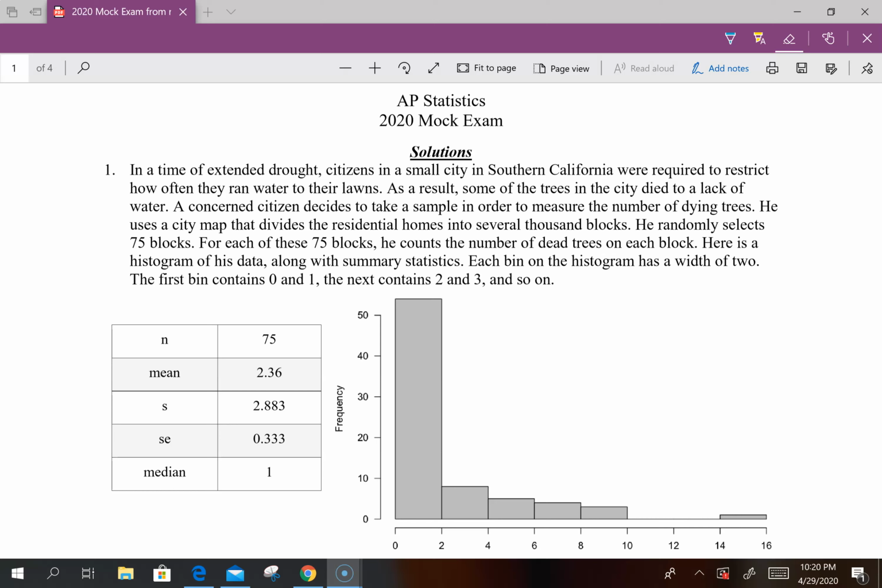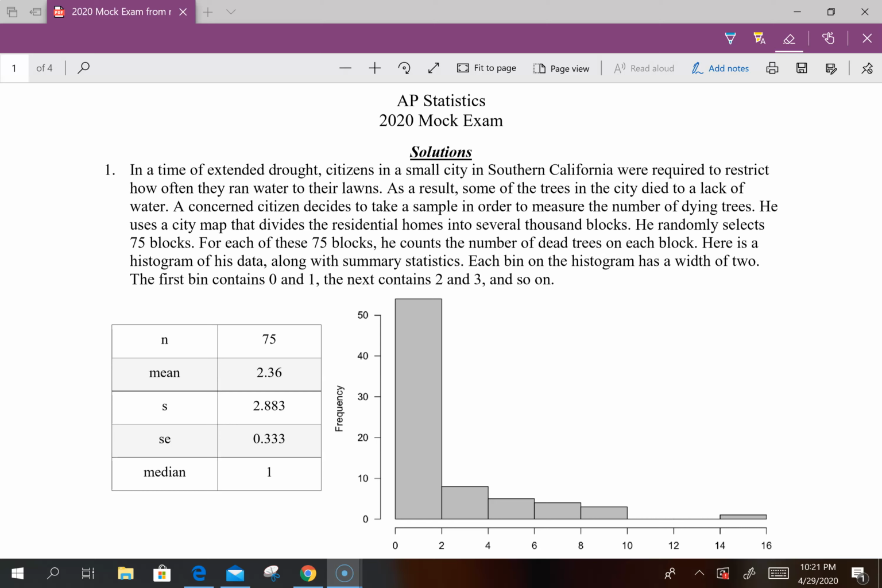Here's a histogram of his data, along with the summary statistics. Each bin in the histogram has a width of 2. So the first bin contains all the blocks that had 0 or 1 dead tree on it. The next one would be 2 and 3 trees, and then so on.